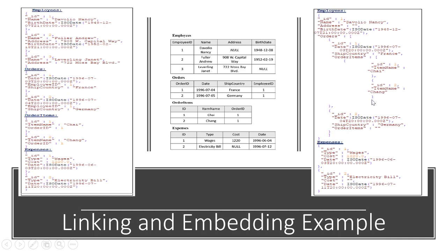And coming to the embedding example, since the order ID is a foreign key in order items and employee ID is a foreign key in orders, the orders and order items are said to be child records of the table employee. So the records in order items and orders will be embedded into the employee's collection.